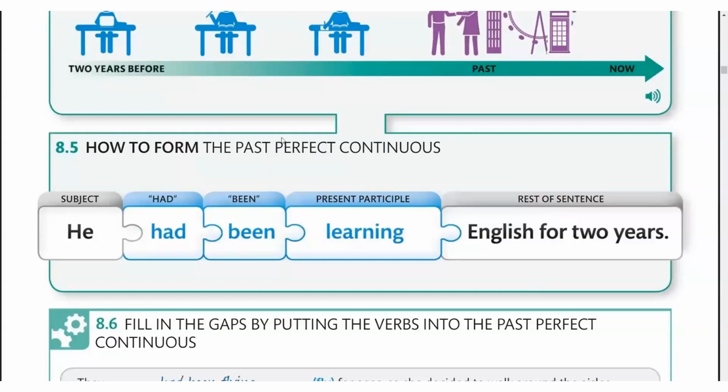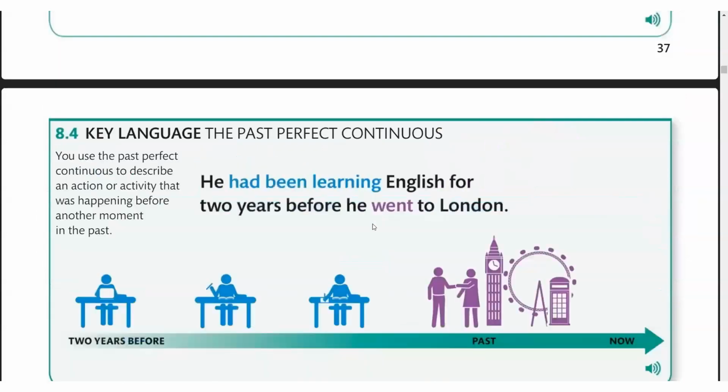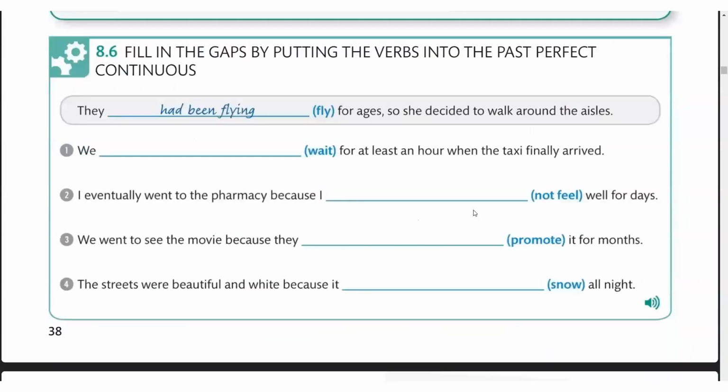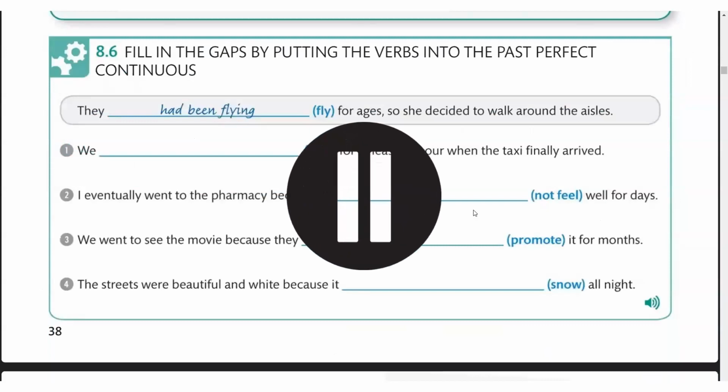Let's look at how we form the past perfect continuous. So we have a subject, then we have had, so that's how we know. But what's interesting with the past perfect continuous is we add been. Then we have the ing, and then the rest of the sentence. So that's how you form it. And why do we use that? It's to describe an action or activity that was happening before another moment in the past. And that's how we indicate that. So let's take a look here at some example sentences. So go ahead, pause the video and see if you can do them.